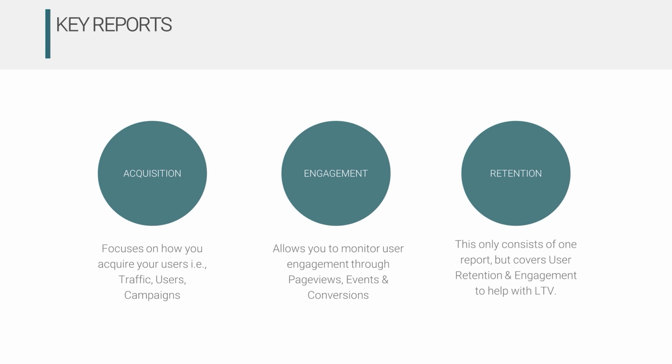So for example, how you get your traffic, how you're acquiring new users to the website, the campaigns that they're coming from, the channels, etc. Engagement is all about allowing you to monitor user engagement on the site or on the app through the use of page views, events, conversions.